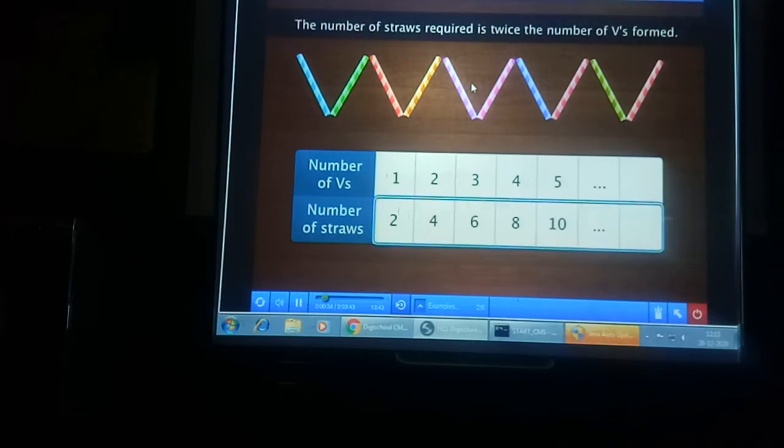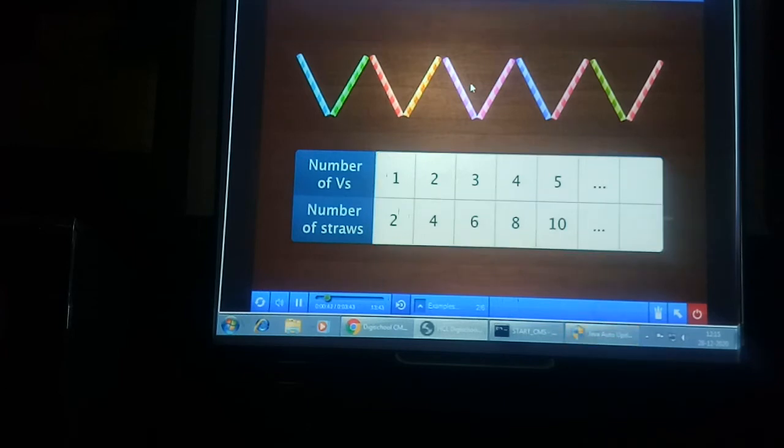In other words, the number of straws required is twice the number of V's formed. Now, let's say we want to find the number of straws required for an unknown number of V's. We represent the unknown number of V's by a variable, such as n. Therefore, based on our rule, we can say that the number of straws required will be 2 times n.